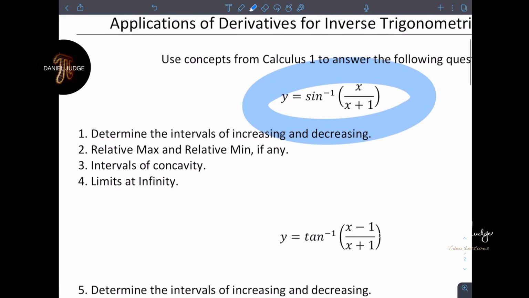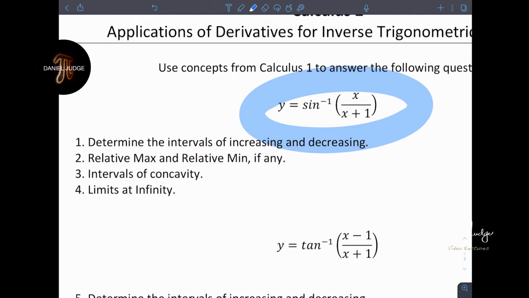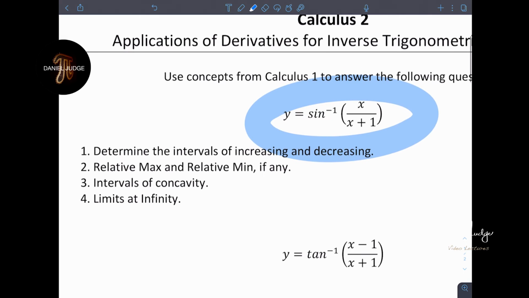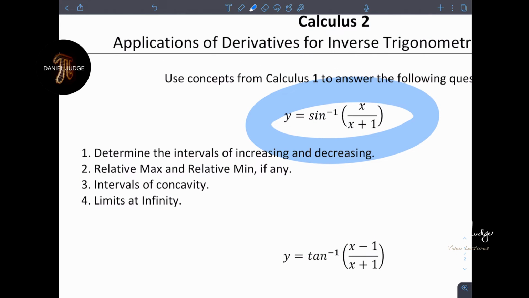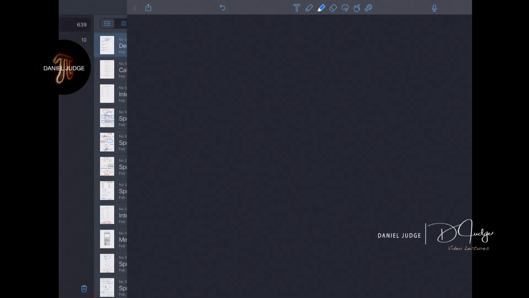We're going to review these concepts with these new functions here. I don't think I'm going to do all of them. I think I'm going to do one, maybe two. We'll see how this goes. But I want you guys to review these concepts so that you're ready to apply them as well. So the first function is inverse sine of x over x plus 1.